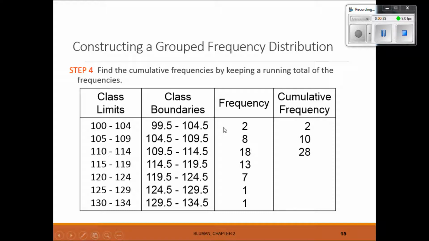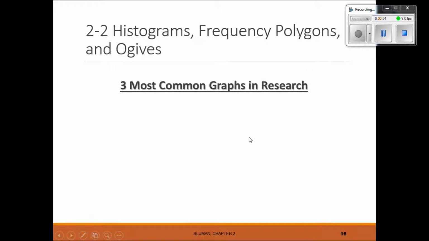And again, what I'm doing is I'm adding these numbers, 2, 8, 18, that's 28. You add another 13, you get 41, another 7, you get 48, another one 49, and another one 50. Okay.